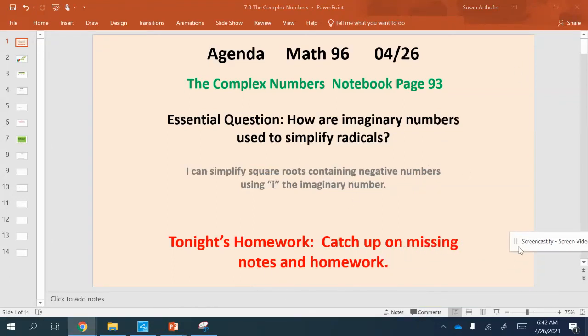So we're going to do notebook page 93 today. At the top of that page, if you can write down the essential question, how are imaginary numbers used to simplify radicals? And by the end of this video lesson, you should be able to say that you can simplify square roots containing negative numbers using i, the imaginary number.